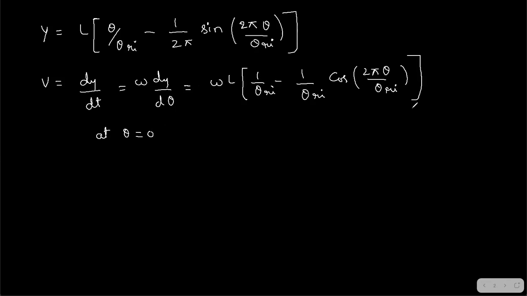Substitute theta equal to 0 in the above equation. What are we going to get? We are going to get v also equal to 0, because if theta equal to 0, cos 0 is 1, so 1 by theta Ri minus 1 by theta Ri will be 0. So v is equal to 0. Fine. And then at theta is equal to theta Ri, still it is v equal to 0. You can just substitute and check it out.